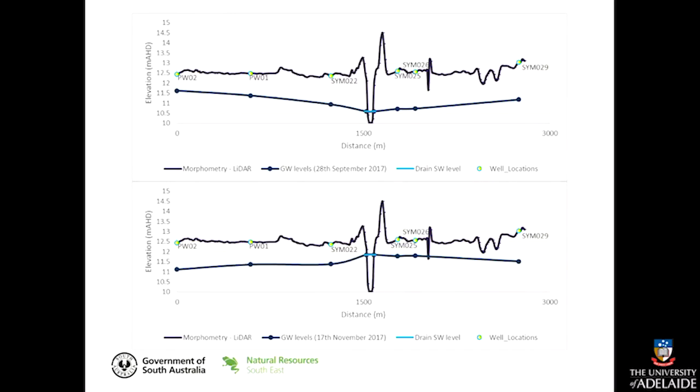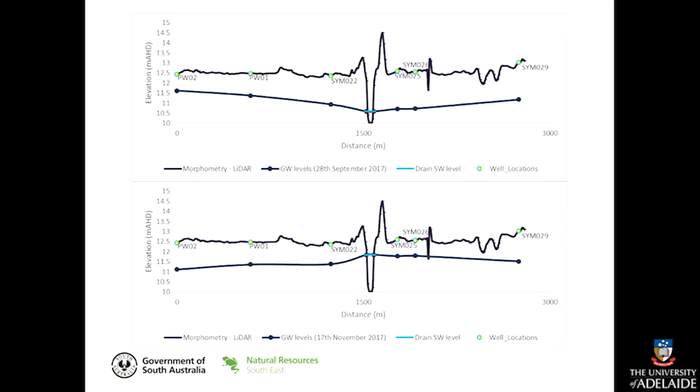So at the start of winter, in spring, common practice is that regulators begin to be incrementally shut to capture the tail end of the winter flows and to retain water within the landscape, and also to try to prevent any over drainage of groundwater resources as well.